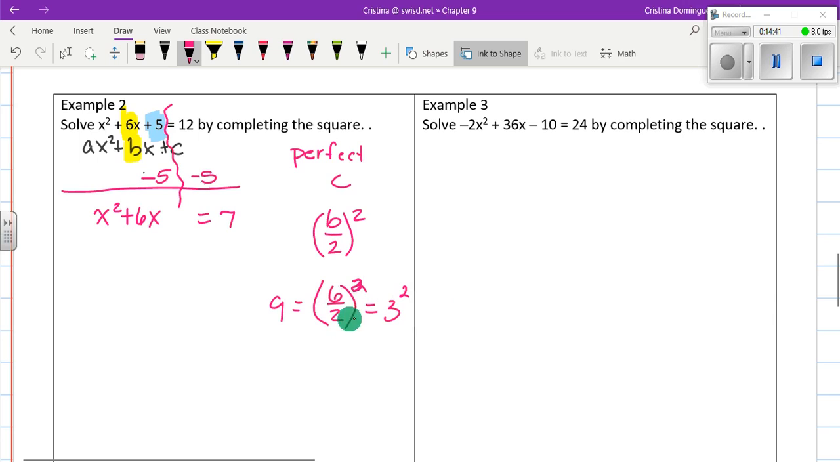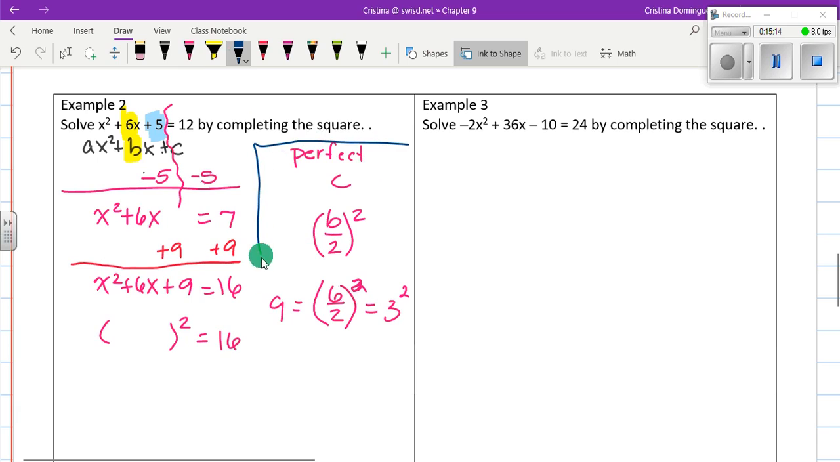6 divided by 2 is 3. 3 times 3 is 9. So what we want to do is add that 9 to both sides. Let's bring it on down. Now we want to go ahead and rewrite it so that it fits like this. Go ahead and section this off.